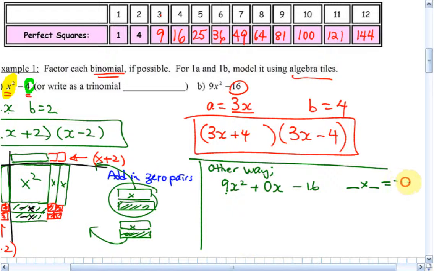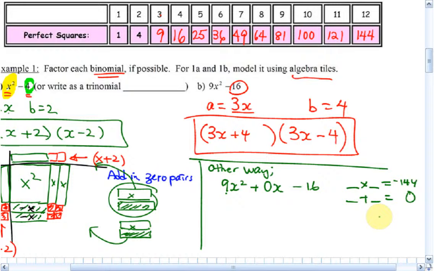Negative 144. Good. And those same 2 numbers add to 0. Okay, here's a key thing. You see how it adds to 0? What do we know about these 2 numbers then? If they add to 0, they should be the same except the signs are different. So what 2 numbers are the same that multiply to 144?